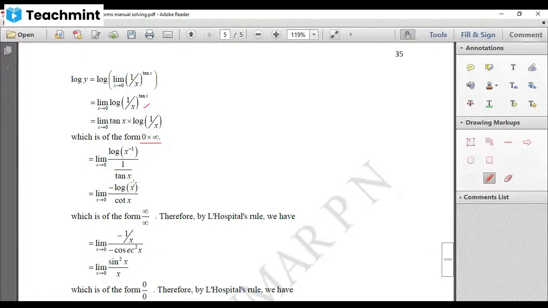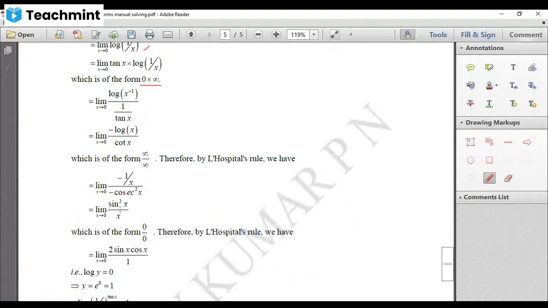By L'Hopital's rule, differentiate numerator separately and denominator separately. Derivative of log x is 1 by x with minus sign. Derivative of cot x is minus cosecant square x. So minus minus gets cancelled. And 1 by x, if you send that one to numerator, that becomes 1 by x into cosecant square x. If you know that 1 by cosecant square x is sine square x, so you will get limit as x tends to 0, sine square x by x.